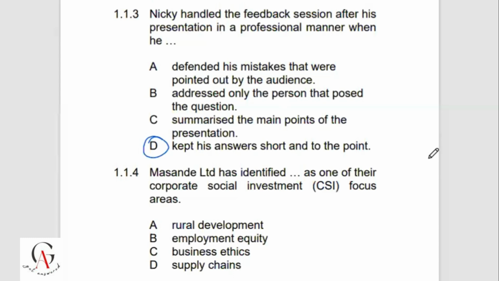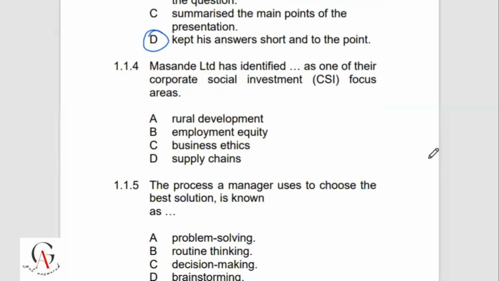Okay, right. So now let's move on to 1.1.4. Masande Ltd has identified dash as one of their corporate social investment focus areas. So now it means in this regard, they were actually focusing on rural development. So now our appropriate answer in this regard, when you apply your elimination method, going through each and every set of option given, so now you see that the appropriate one or the best alternative is going to be A.